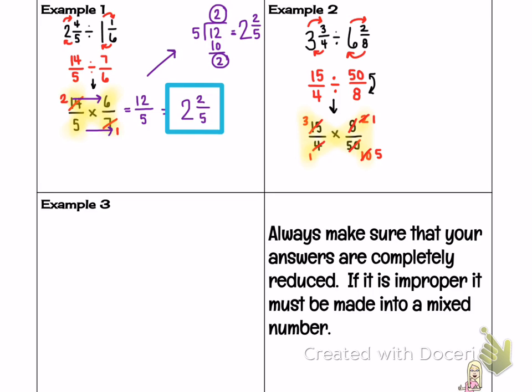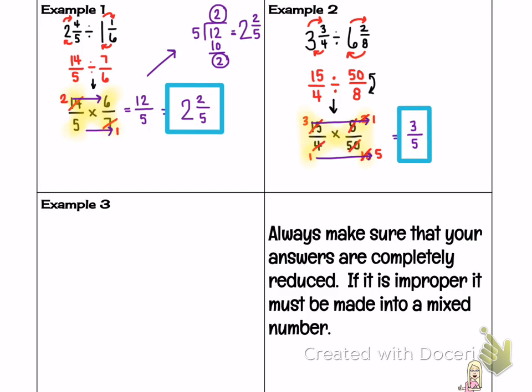Now that everything is simplified, I multiply across. I have a 3 times a 1, which is 3, and a 1 times a 5, which is 5. So what I'm left with is not improper, which means it is a common fraction, and that is the actual answer, 3/5. Now, the question is, why does it turn out so small?